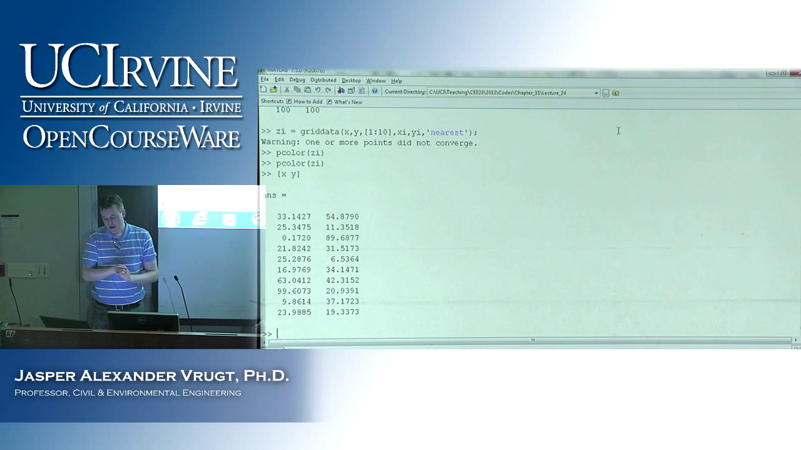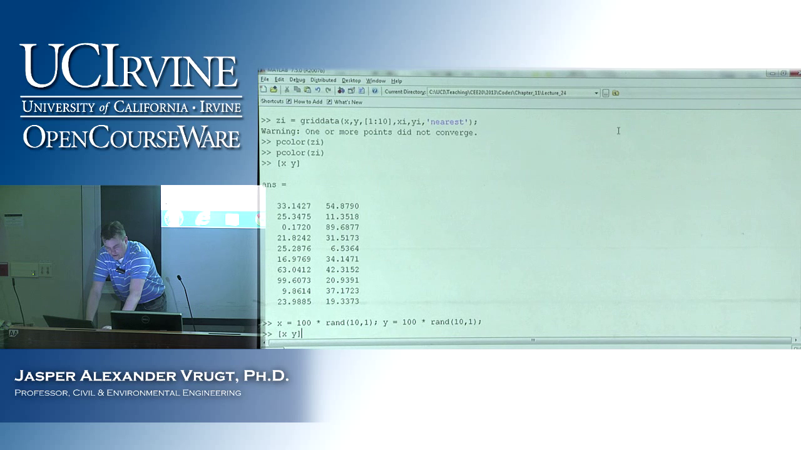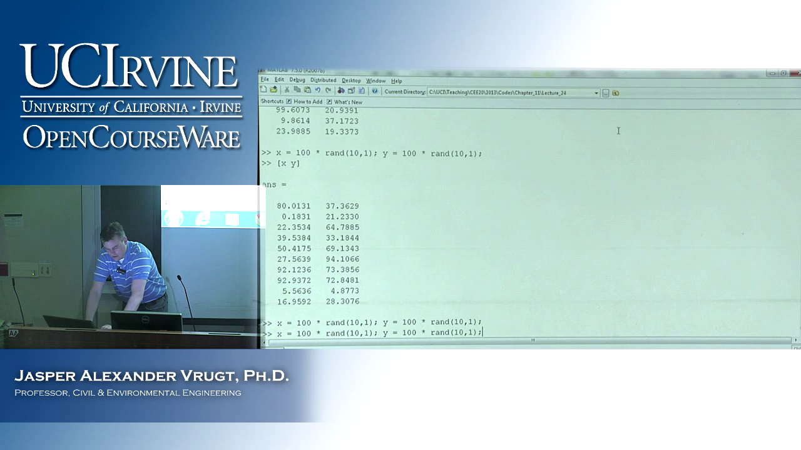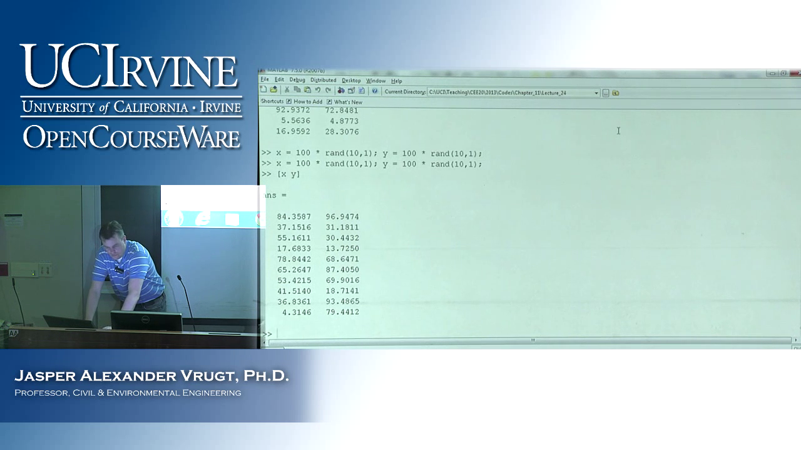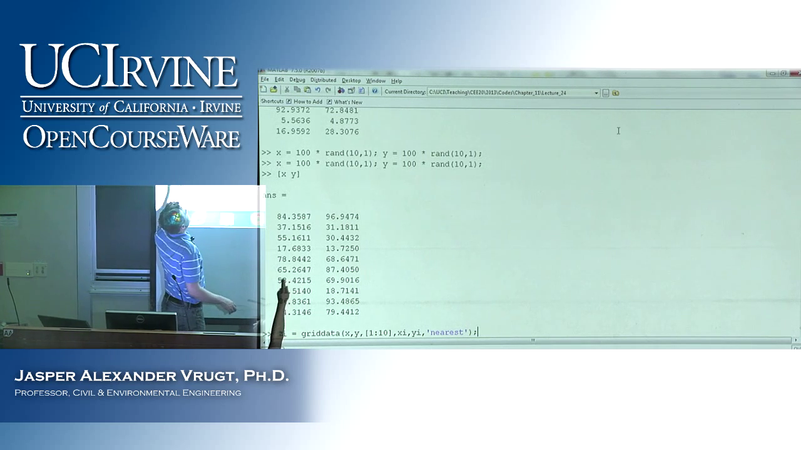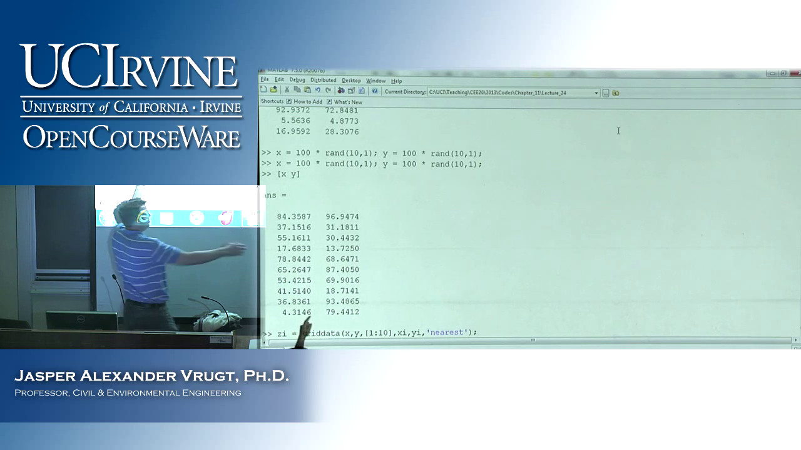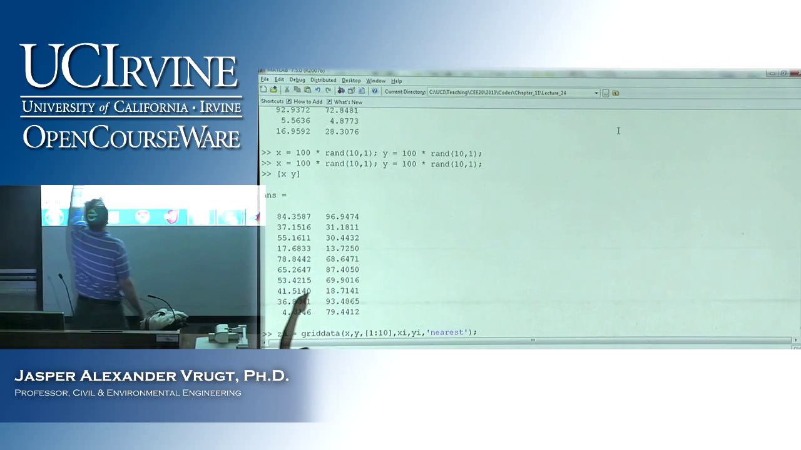Obviously, if I do this again, now I have different estimates of x and y. I get different values, and now I interpolate this, I do the same story over again, but with different values of the x and y location. So a measurement location is the first column, second column, x and y combined. The first measurement is 84.35, that was the x value, the y value was 96, etc.